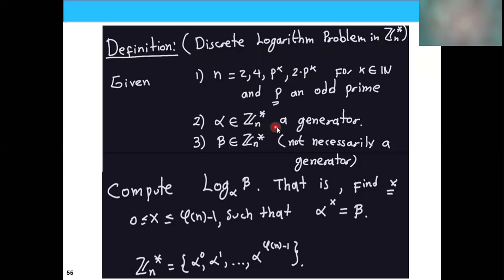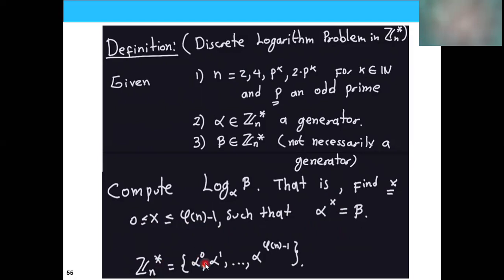Alpha belongs to Z_n static and is a generator. Beta belongs to Z_n static, not necessarily a generator. Compute the log of beta to the base alpha. That is, find x between 0 and phi of n minus 1 such that alpha power x is congruent to beta. In that case, this is basically the discrete log problem.